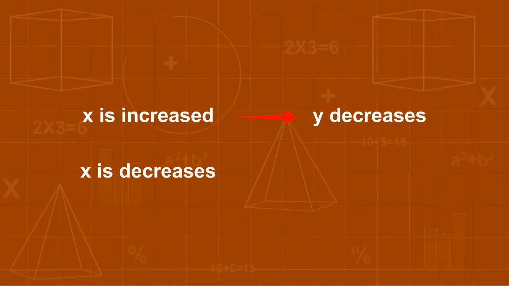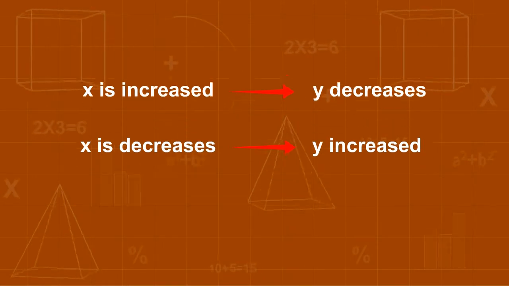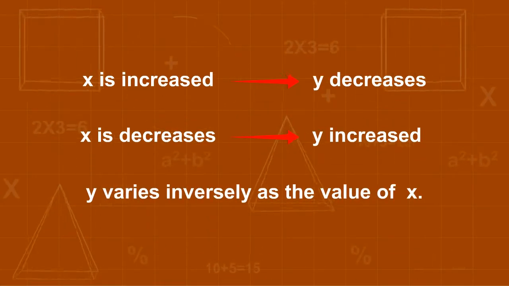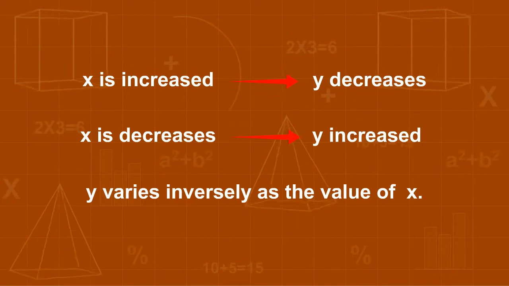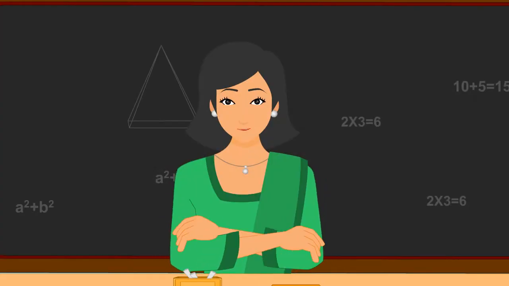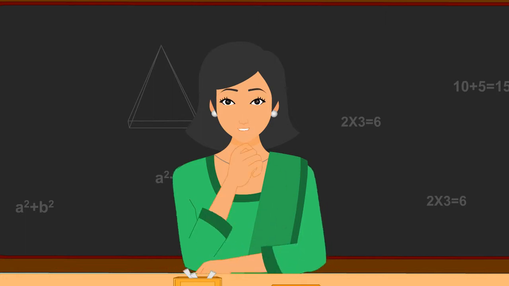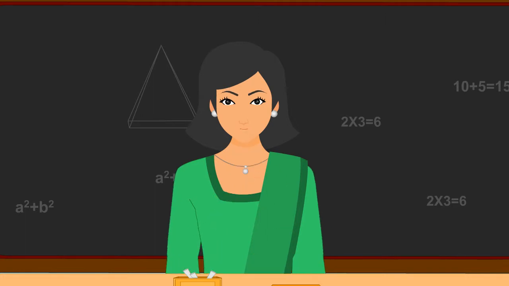If x decreases, the value of y increases. We can say that y varies inversely as the value of x. These were some examples of proportion in reference to variation and inverse variation. Now we will see an example to understand multiple ratio. We will try to understand it by taking an example.